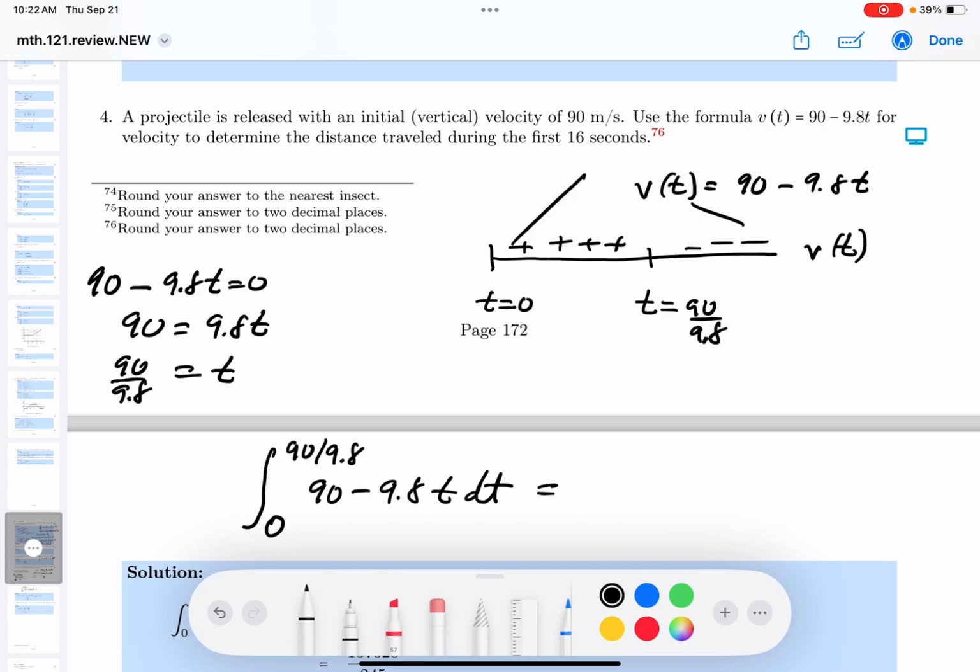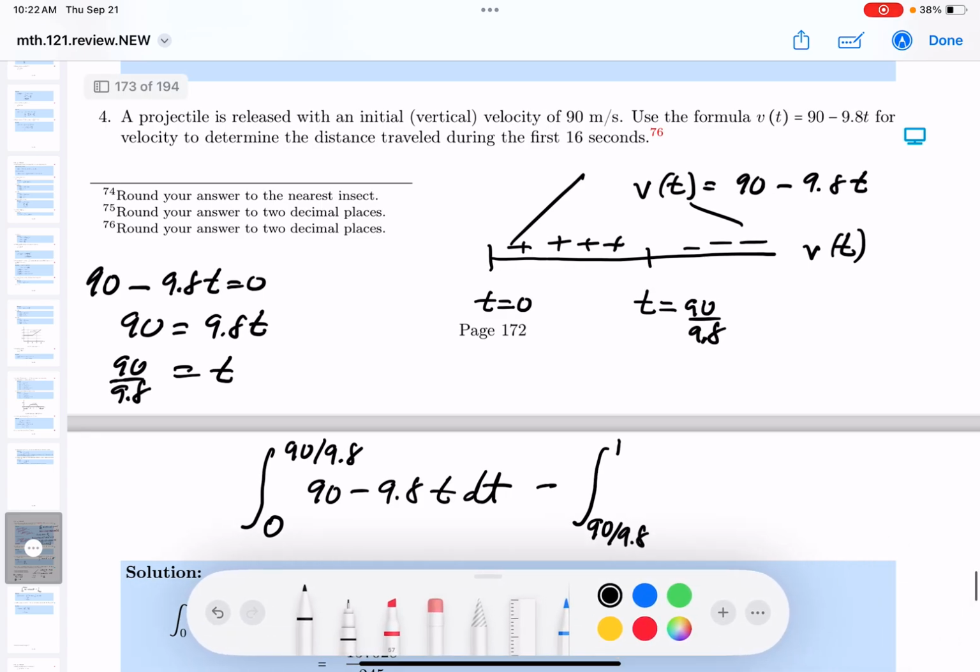Now as it goes down, sorry about that, the distance is going to be negative. So I'm going to have to take the opposite of that, because I want to get the total distance. So minus the integral. We're going to start at 90 over 9.8, and we're going to go up to 16. And what do you get there? 90 minus 9.8t dt.